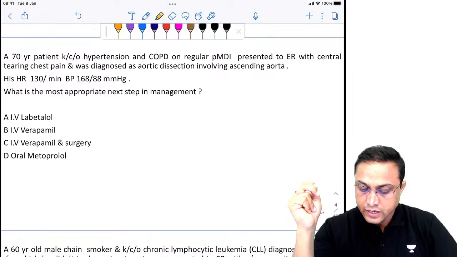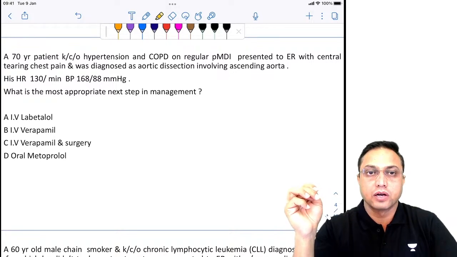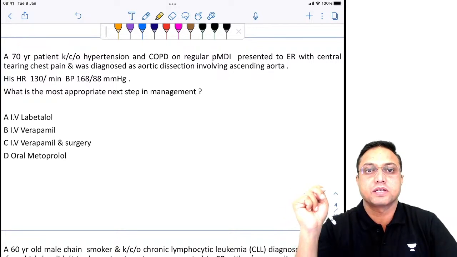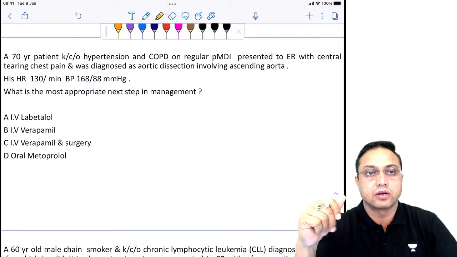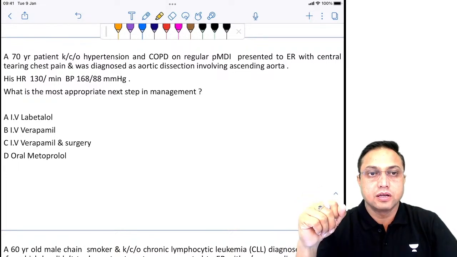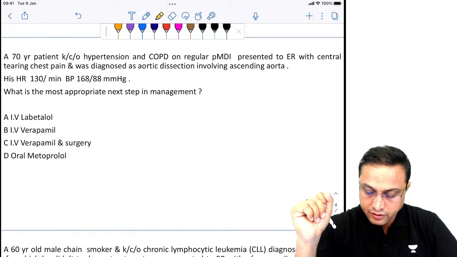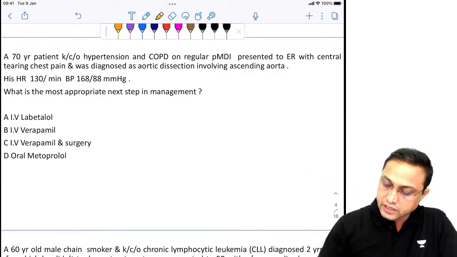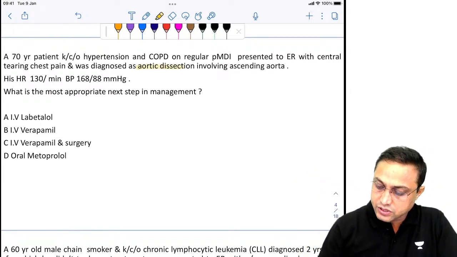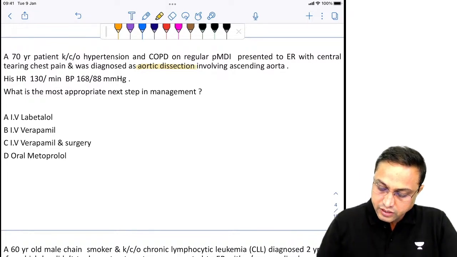A 70-year-old patient, a known case of hypertension and COPD on regular pressurized metered-dose inhalers, presents to the emergency with central tearing chest pain and is diagnosed with aortic dissection involving the ascending aorta. His heart rate is 130 per minute and blood pressure is 166/88. What is the most appropriate next step in the management? The question clearly defines that this patient has aortic dissection, so let's discuss aortic dissection.